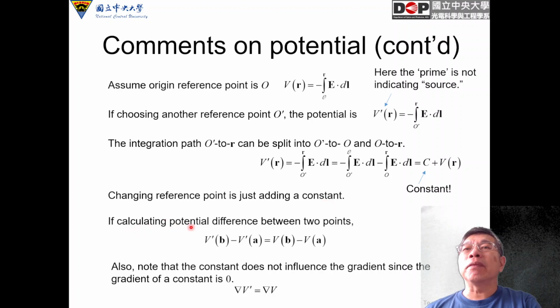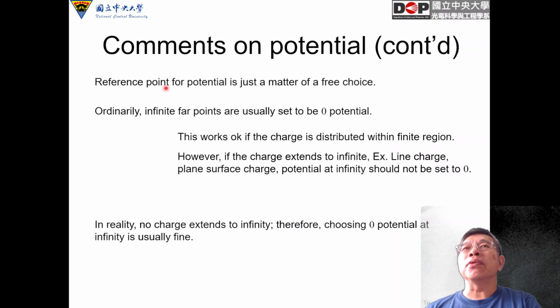If calculating the potential difference between two points, it's still the same thing. Also, note that the constant does not influence the gradient, since the gradient of a constant is equal to 0. So the gradient of V prime, using O prime as the reference, is equal to that of the potential, as we talked about. So the electric field is not influenced by the choice of the reference point. The reference point for potential is just a matter of free choice, so you can choose any reference point you like.